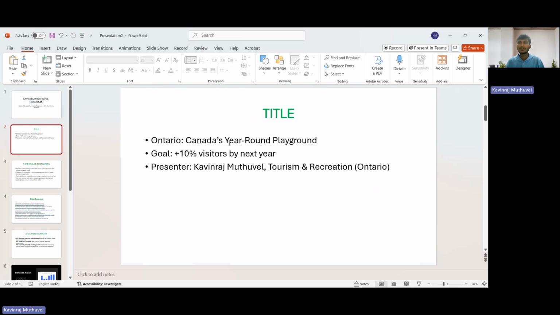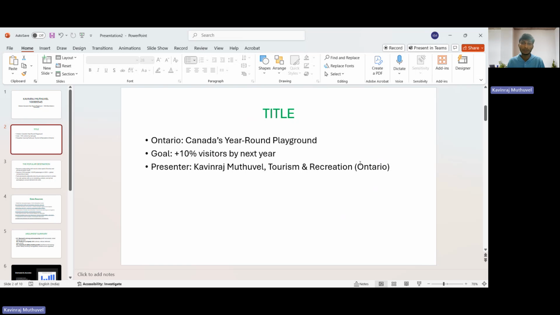The topic itself means it has tourist spots and destinations that can be viewed and enjoyed by people all around the year. So not only in the summer but also in winter. All 12 months in Canada are enjoyable, and it has everything for people to visit and explore. So my goal is to increase the visitors by 10% next year.